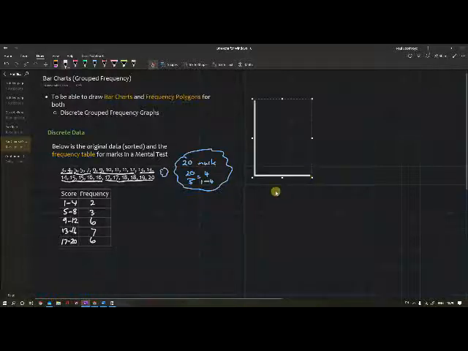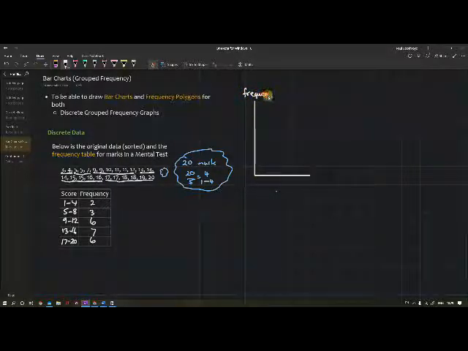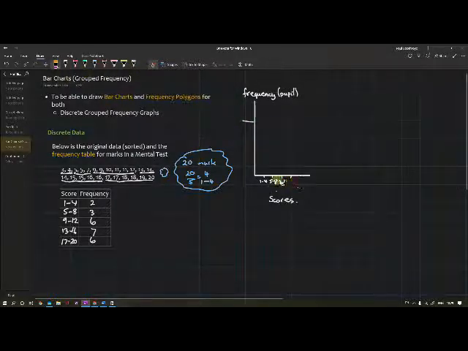Try not to make one of the grouping mark points on the 0. Leave the 0 always clear if you're doing these. So I've got frequency, and like I advised before, frequency is up the side. And along the bottom we've got scores. The first grouping is 1 to 4, second grouping 5 to 8, then 9 to 12. Actually, I'll rescale it because it's looking messy. So let's erase those and make the axis a bit bigger.